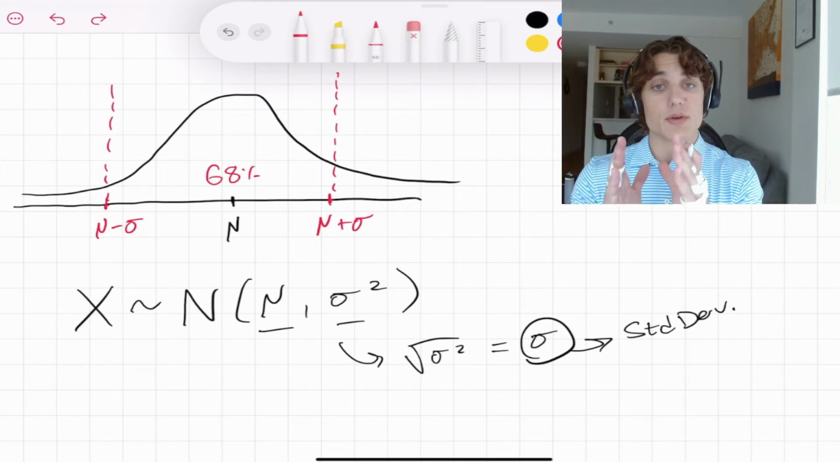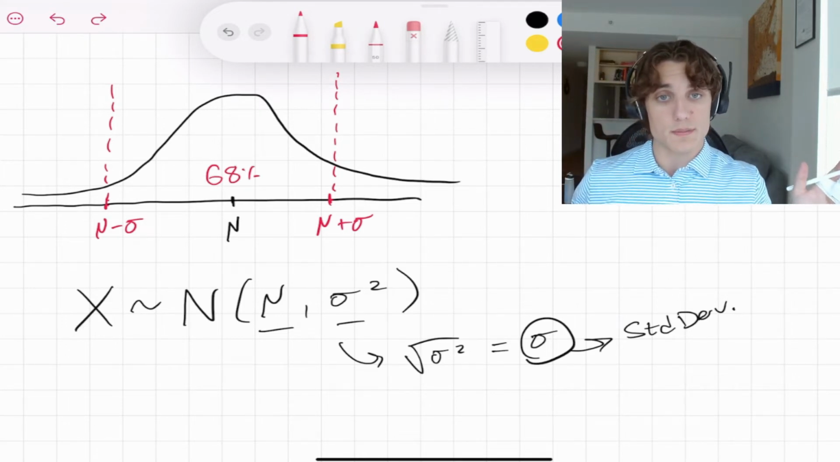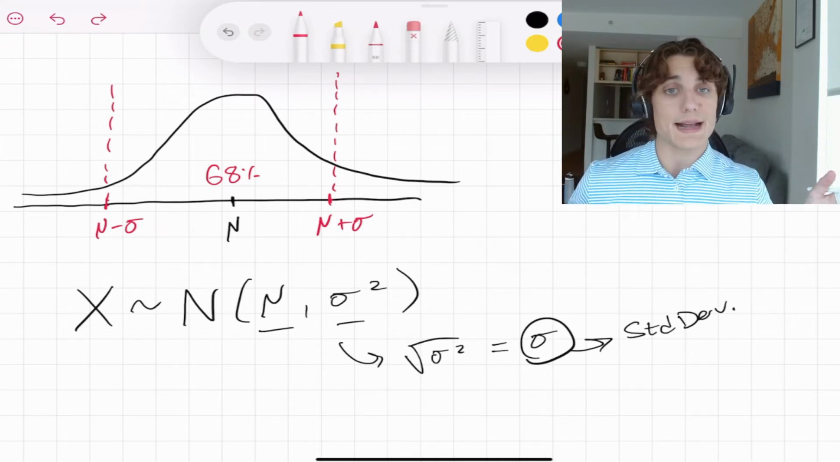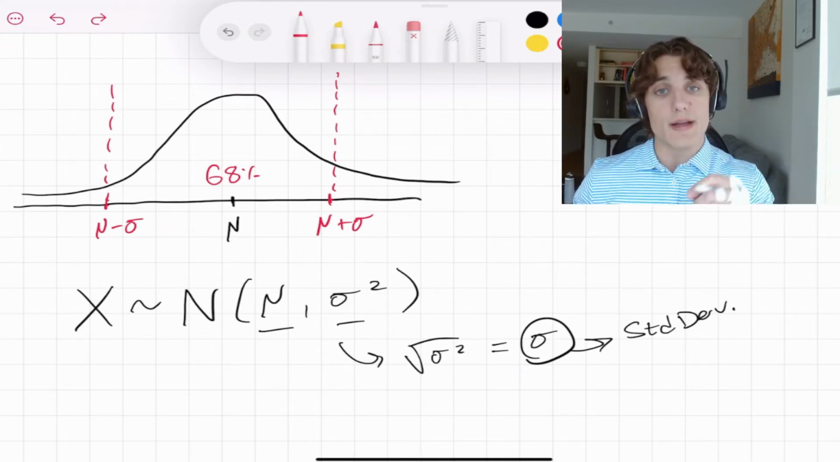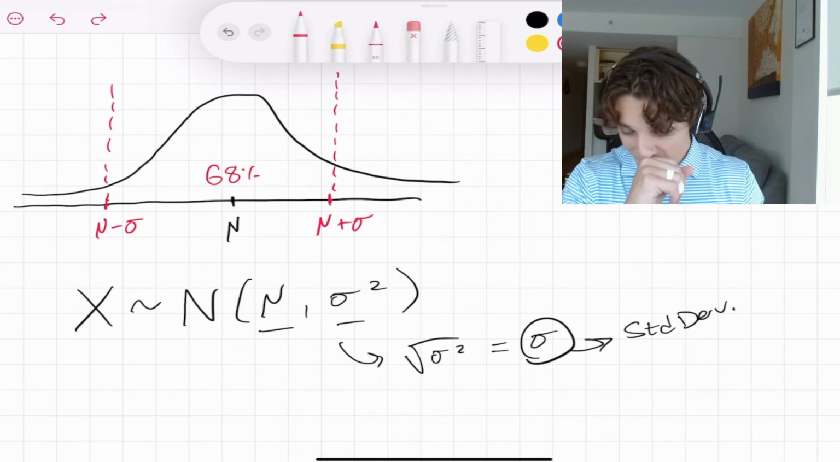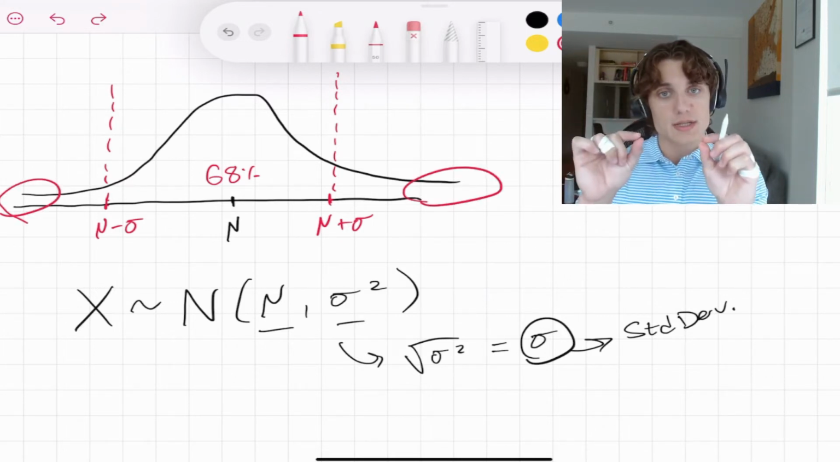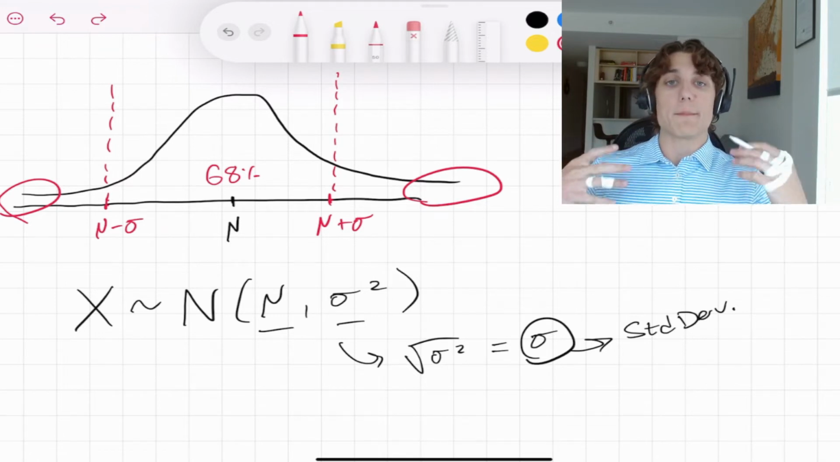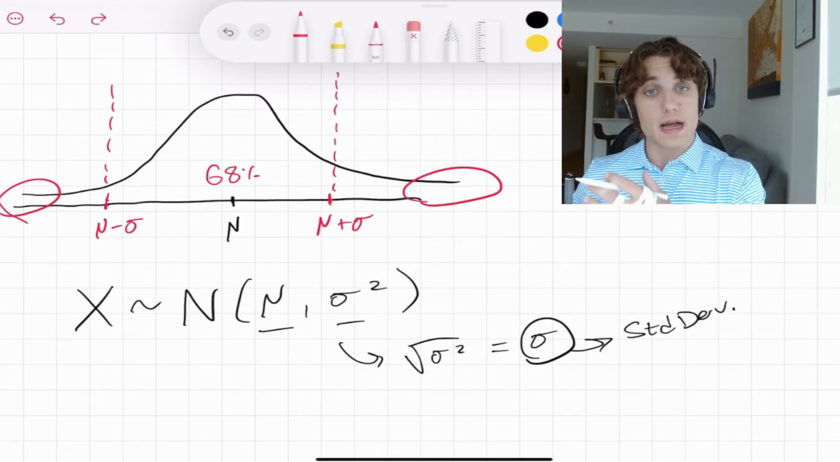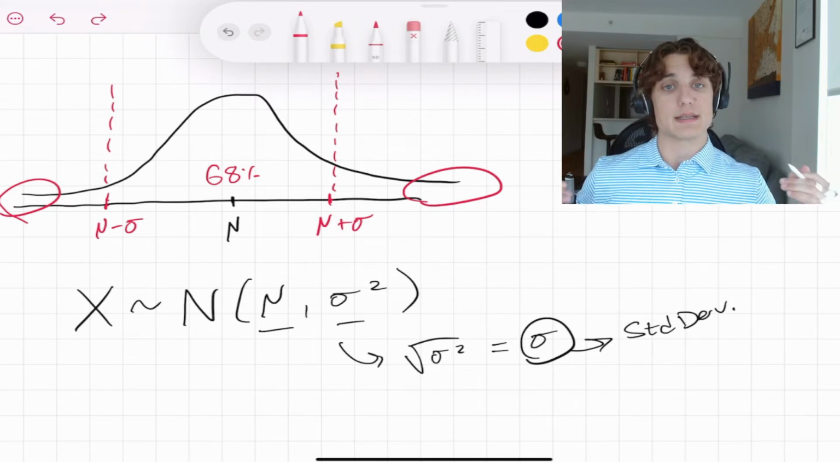Now, the further we go out in this distribution, the less likely x is to take on the values within that range. So as you can see, the tails, as we call them, start to get smaller and smaller and smaller, implying that that particular outcome of x is less and less and less likely.